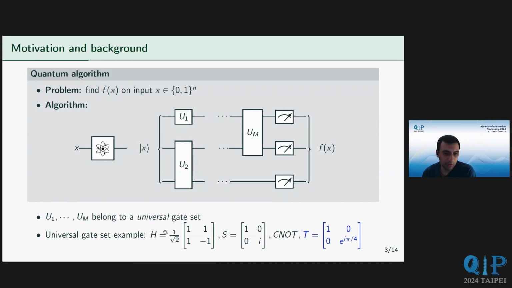One particular example of a universal gate set is H, S, CNOT, and T. This is a very simple set of matrices, and it will be important in the simulation algorithm that I will talk about later.